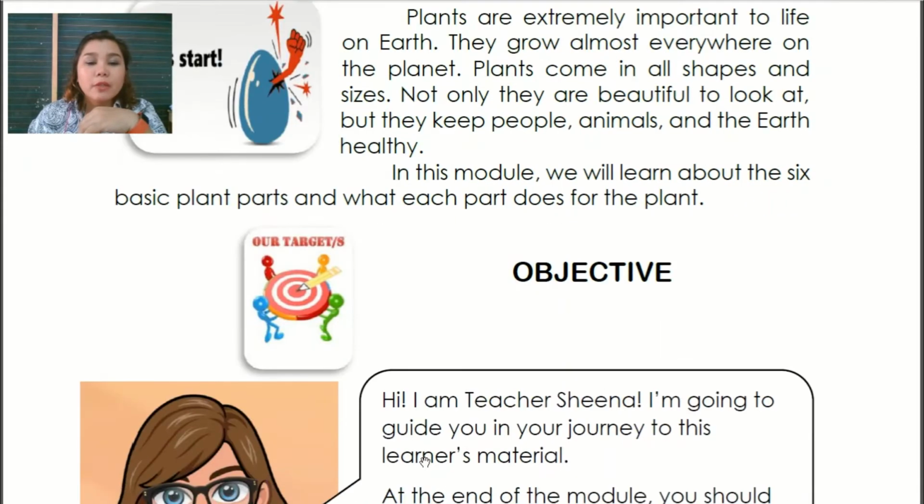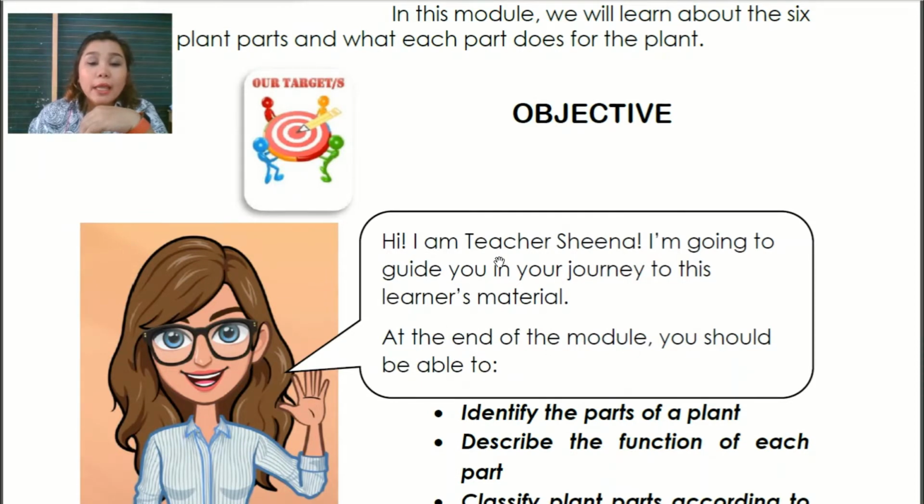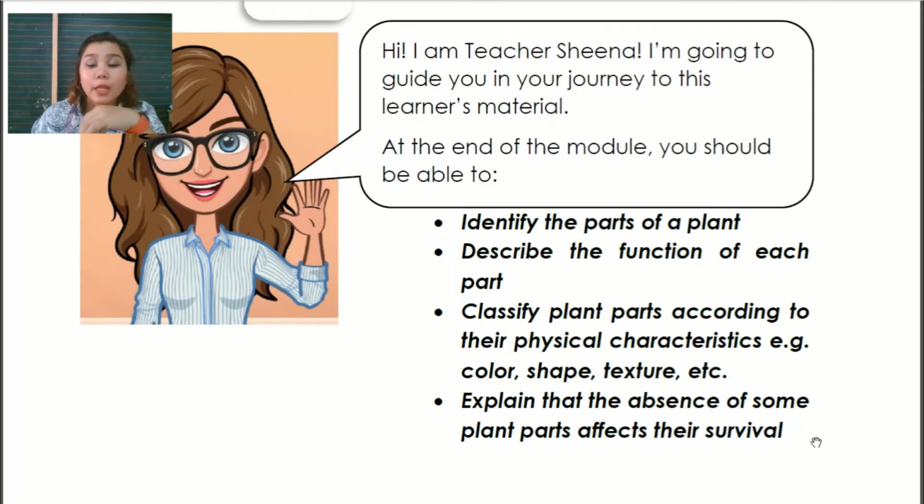So our objective, with the help of teacher Sheena. Hi, I am teacher Sheena. I'm going to guide you in your journey through this learner's material. At the end of the module, you should be able to identify the parts of a plant, describe the function of each part, classify plant parts according to their physical characteristics like color, shape, texture, and others, and then explain that the absence of some plant parts affects their survival.